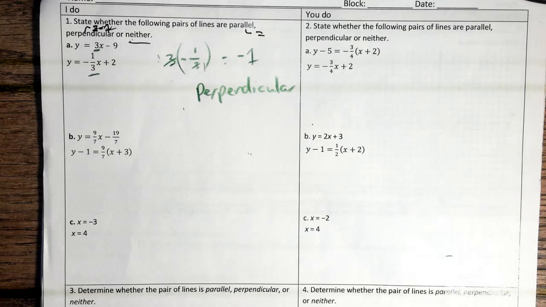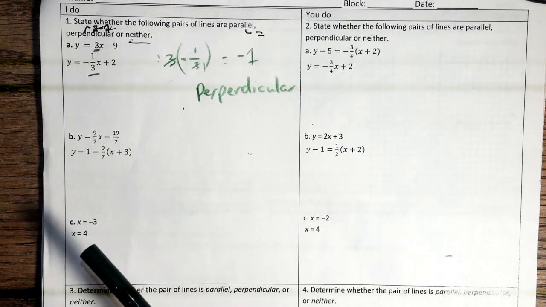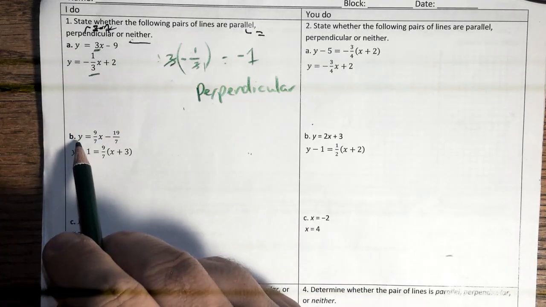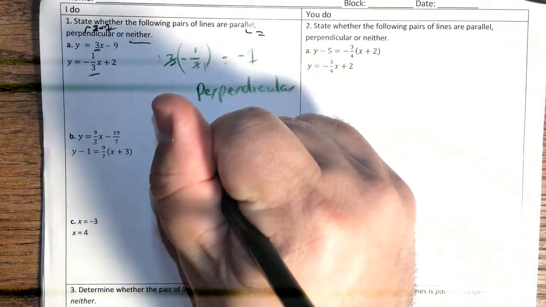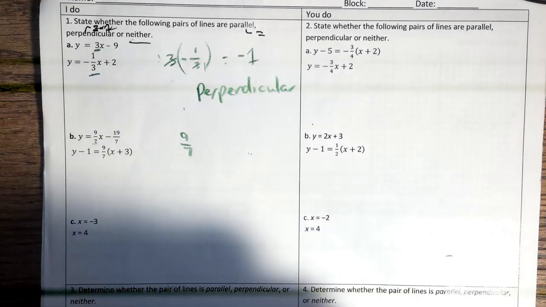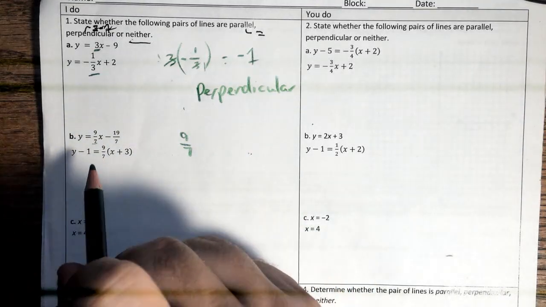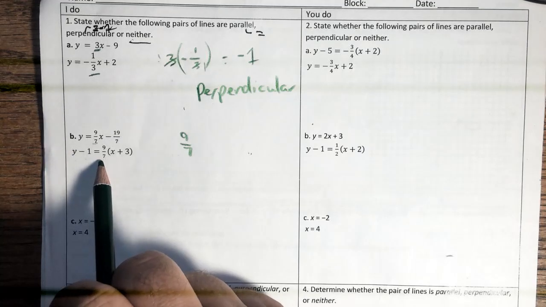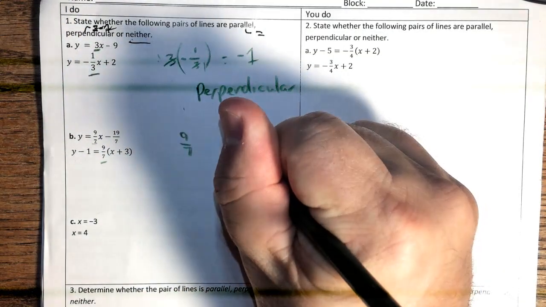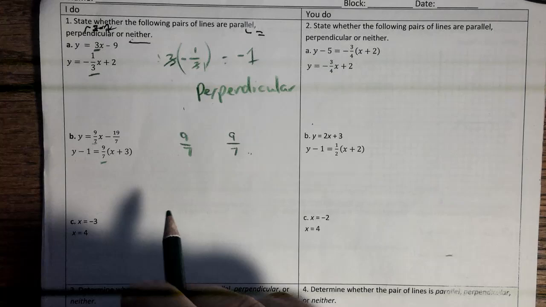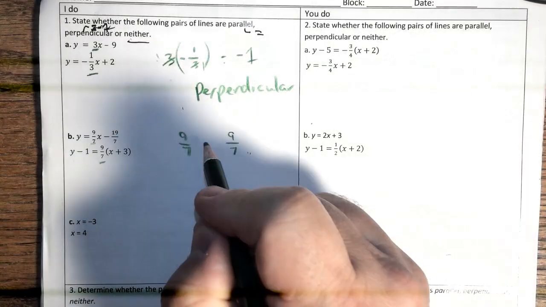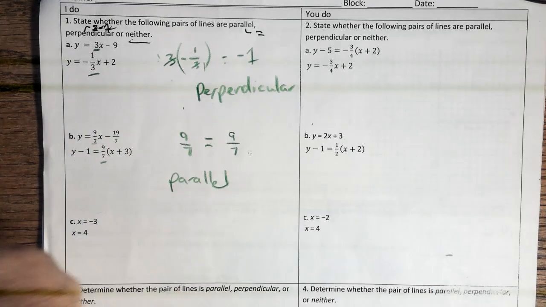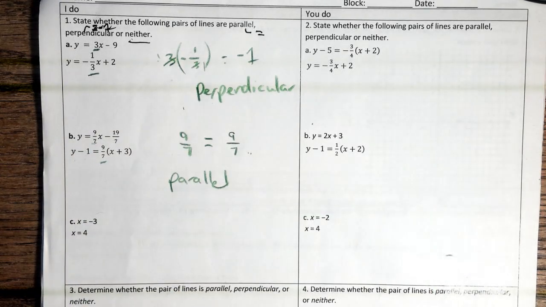All right, part B here. These are in the point slope. No, I'm sorry. This first one is in slope intercept. So it's y equals mx, m being 9/7. And the second line is in the point slope form, y minus y sub 1 equals m. So your m here is 9/7. So 9/7 and 9/7. Hey, these guys are equal. So this one is parallel.